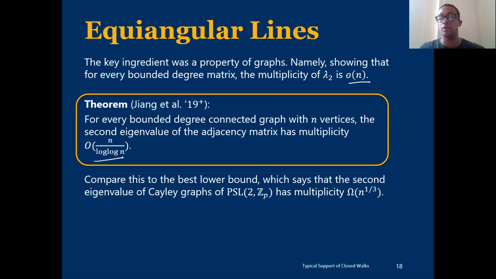We know that there are graphs which have second eigenvalue multiplicity Omega(n^(1/3)), but we don't know anything better than that. So there's this gap here between n over log n and Omega(n^(1/3)).